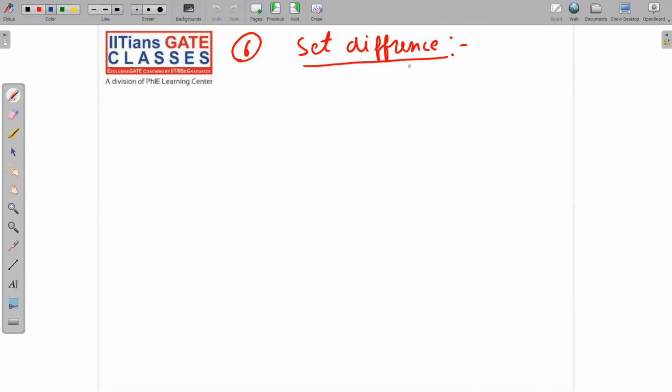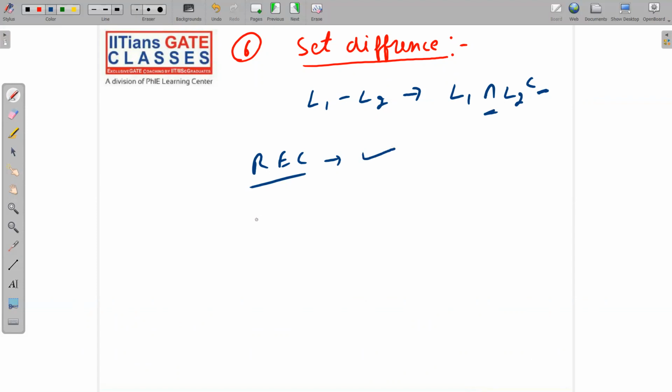Set difference operation. You already know set difference: L1 minus L2 means L1 intersection L2 complement. So if a language is closed under both intersection and complement, then it will be closed under set difference. Otherwise, it won't be closed. What about REC? REC is closed under both intersection and complement, so REC will be closed under set difference. What about RE? RE is not closed under complement, hence RE will not be closed under set difference. That's it. Please note it down.